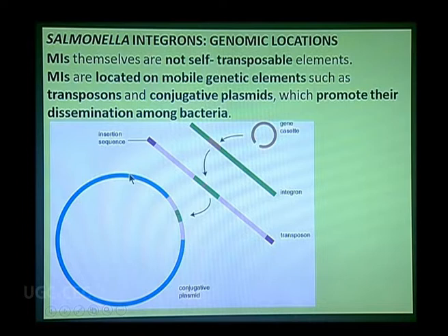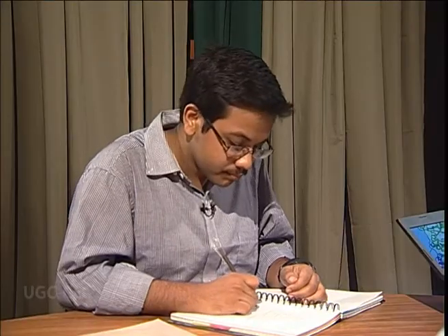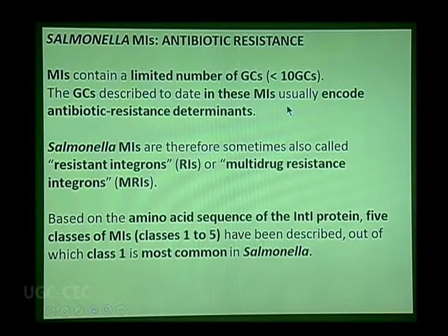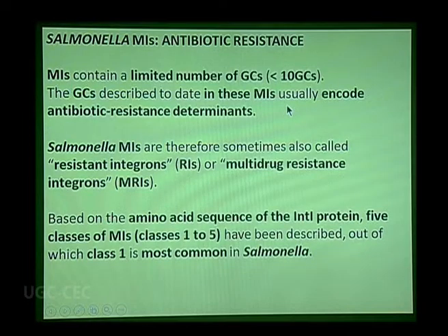You know that a conjugative plasmid can transfer from one cell to another by the process of conjugation. So when it does so, it will carry the integron as well as the antibiotic resistance gene with it, and thereby the integron-mediated antibiotic resistance will transfer from one cell to another. Now mobile integrons can contain up to about 10 gene cassettes, which in Salmonella usually encode different types of antibiotic resistance determinants. That is why Salmonella mobile integrons are sometimes called resistance integrons or RIs, or even better, multidrug resistance integrons or MRIs.